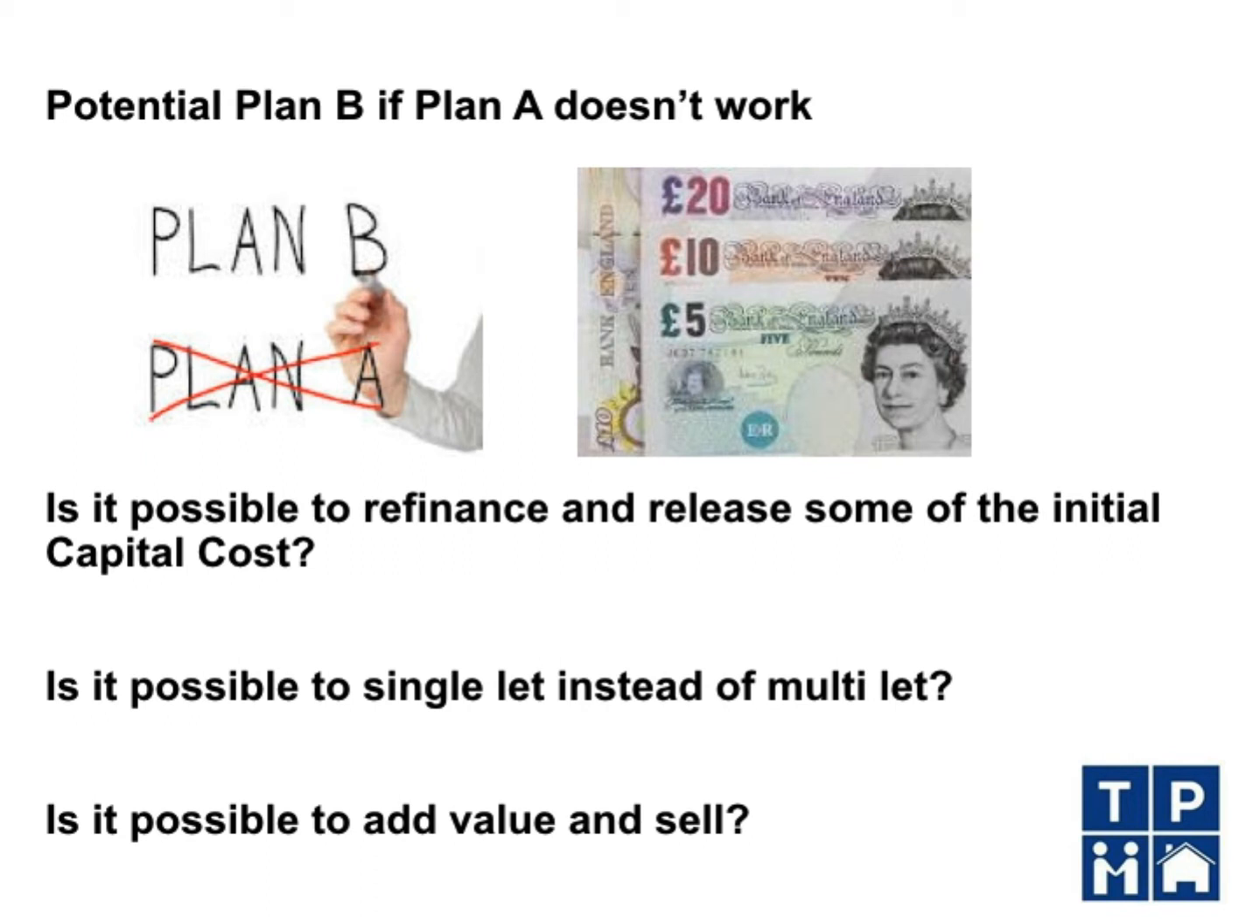If you bought it originally to multi-let and you couldn't multi-let it, can you single-let it? Does it still work? Does it make you money? If it doesn't, what else can you do to get your exit strategy? Maybe you can add value to it and sell on if you're not able to multi-let it. If you bought it to single-let and you find that it doesn't rent particularly well in that area because you didn't do your research or you weren't familiar enough with the area, and you discover that it doesn't rent at the price you thought it was going to rent, or it doesn't rent particularly well, it becomes a problem property for you, what are your potential opportunities to get out or to do something different?